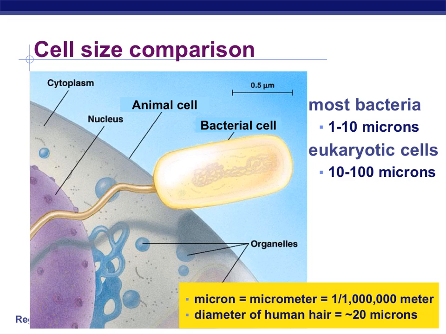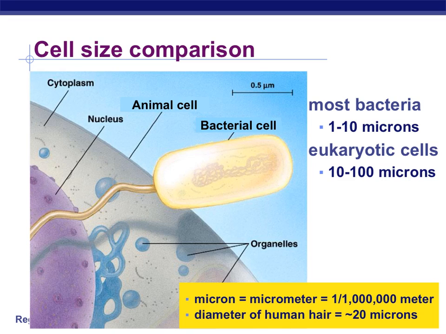A micron is another name for a micrometer. Now, as you can see here, a micrometer is 1/1,000,000th of a meter. So if you think about a meter, stretch out your hands. If you were about 6 feet tall, then from hand to hand it would be about 2 meters. Or you can think about a meter as being pretty close to a yard on a football field.